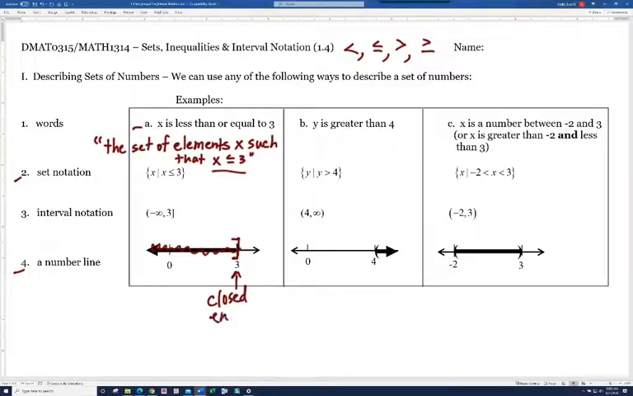We say this is closed-ended, and that's where we have a bracket. That means the end point or the end value is in the set. Now, some of you may have seen this in the past, where at 3 they use a dot, and since we're including the 3, they'll make it a solid dot. That means the same thing.